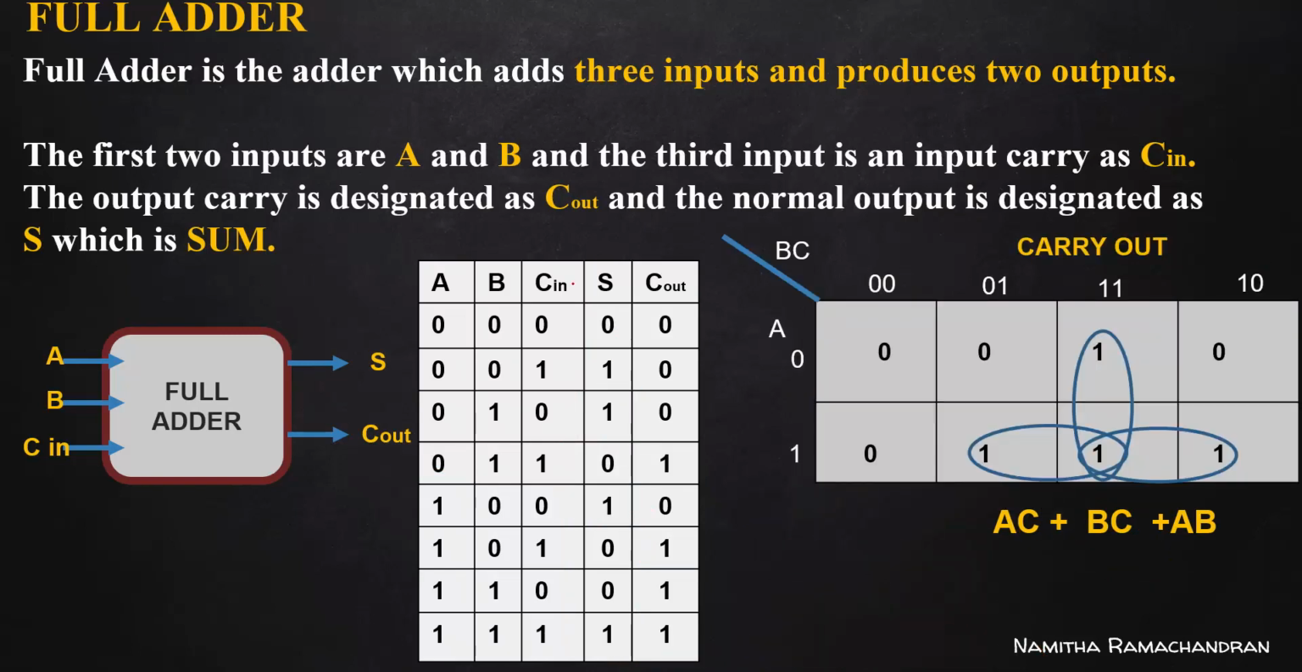And the carry part. This is the K-map based simplification, which we can discuss later. What about the carry out expression? Here it is 1 in four rows. Corresponding to these 1s: A bar B C in, A B bar C in, A B C in bar, and A B C. After simplifying this, the expression will be A and C, or B and C, or A B.